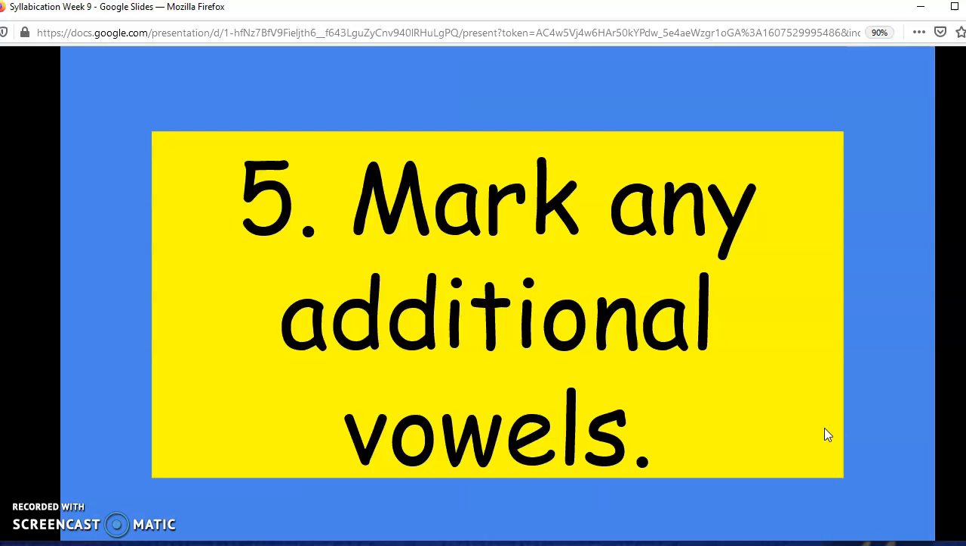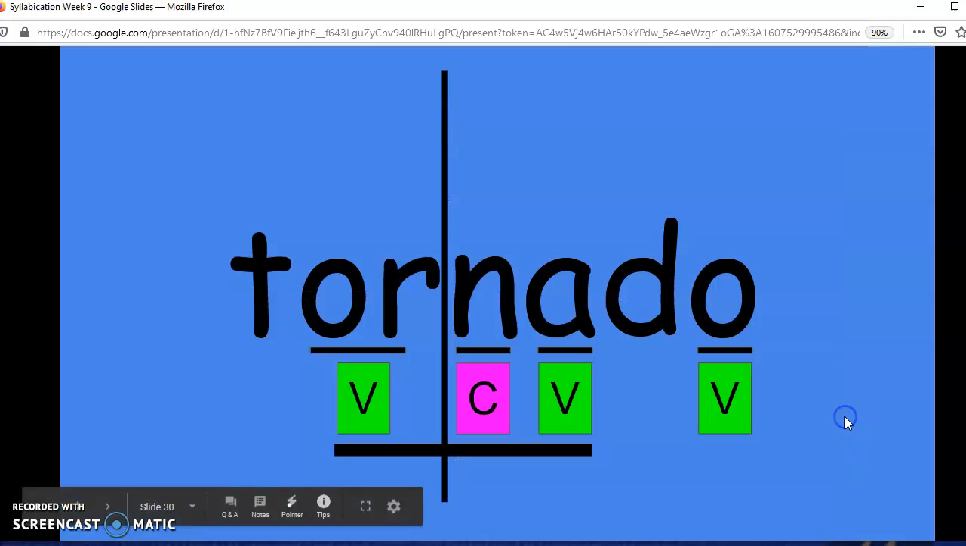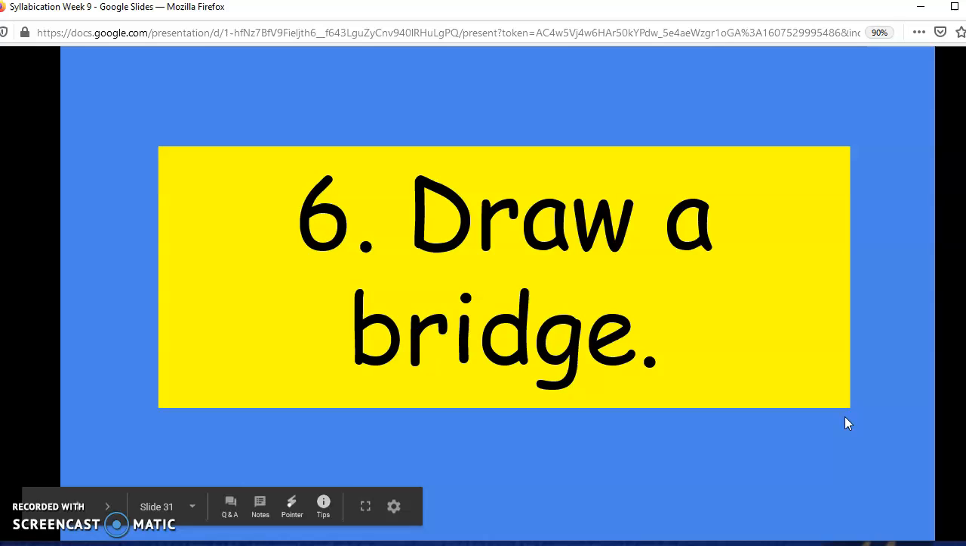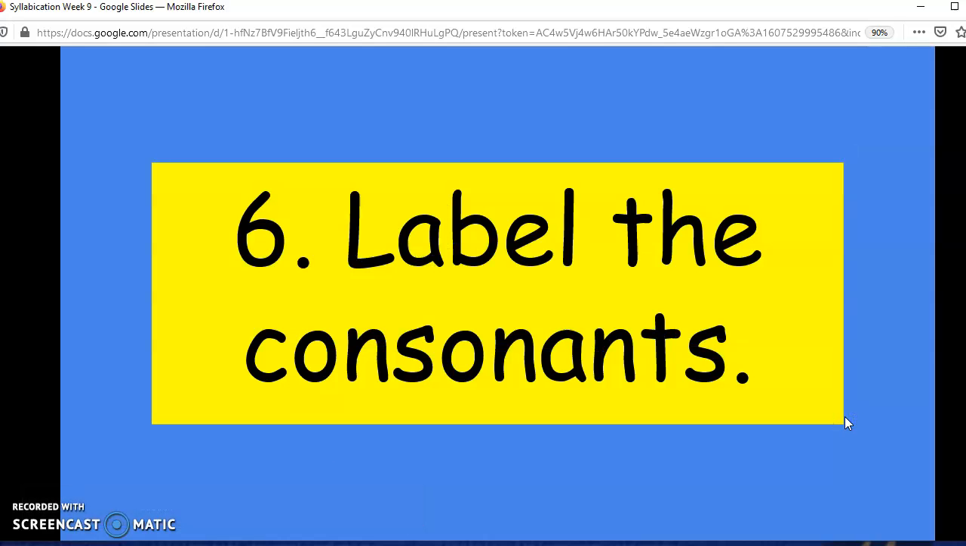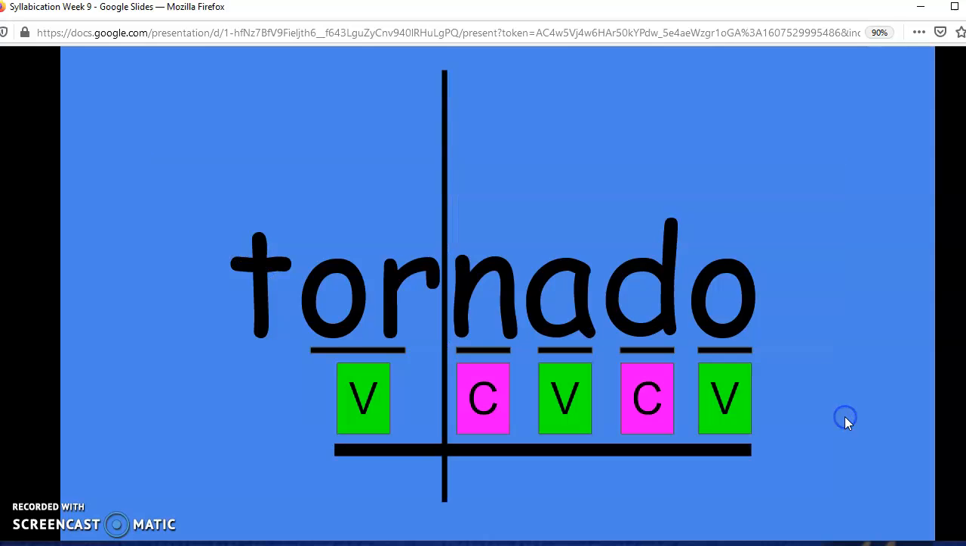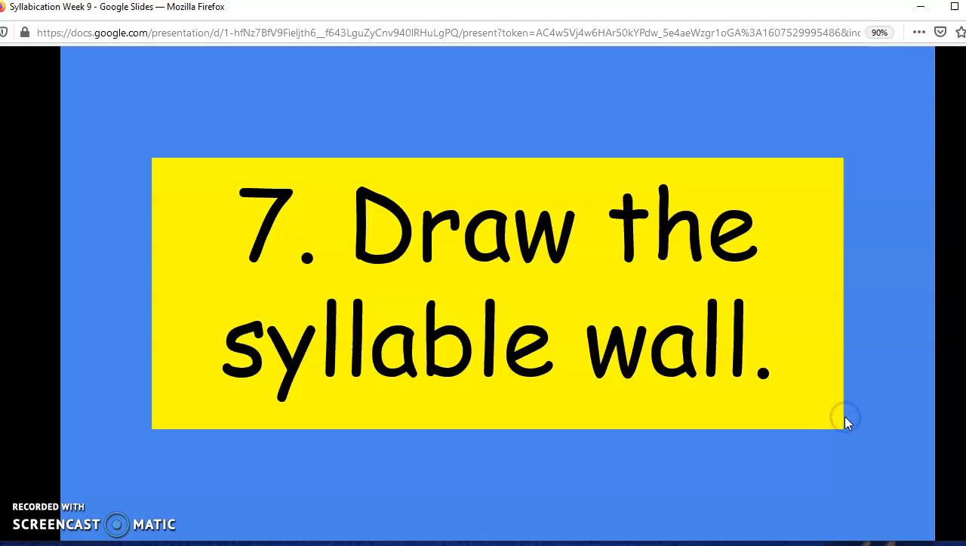Now you might have noticed there's another vowel. We're going to go ahead and mark that last vowel. Draw a new bridge. Label the consonants. Draw our syllable division wall.